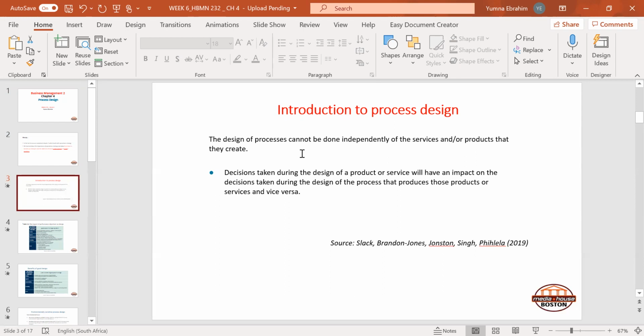So like I'm saying, you have to think about what service am I providing? Is it a specialized service? Is it a mass service? What good am I providing? Is it custom-made furniture, or is it Coca-Cola, which is again mass-produced? So these decisions that you take on the design of the product or service will impact on the decisions taken during the design process that ultimately produces these goods or services.